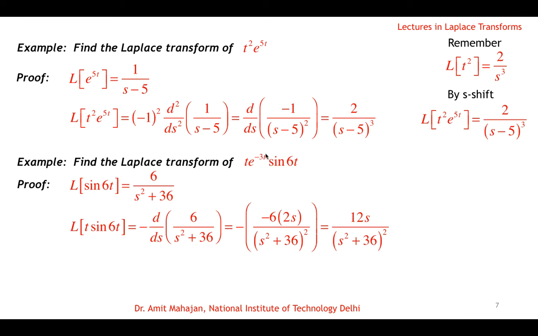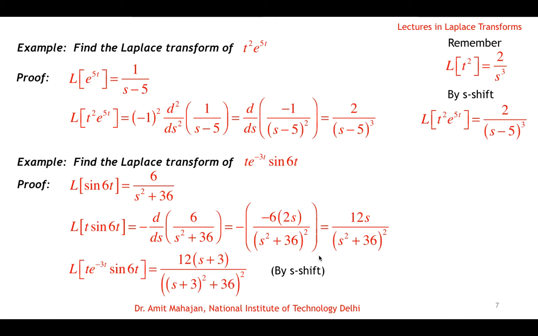And now multiplying with exponential means first shift, so s will be replaced with s minus a, and a is minus 3, so s will be replaced with s plus 3 everywhere in this last result. Okay, so the Laplace of this product will be s replaced with s plus 3 in this, so 12 times (s plus 3) over ((s plus 3) square plus 36) whole square.